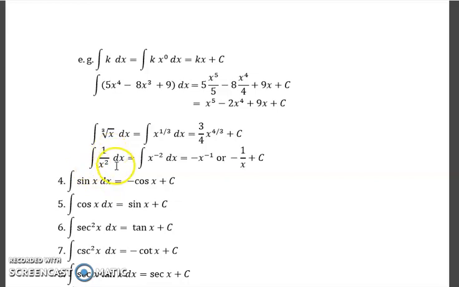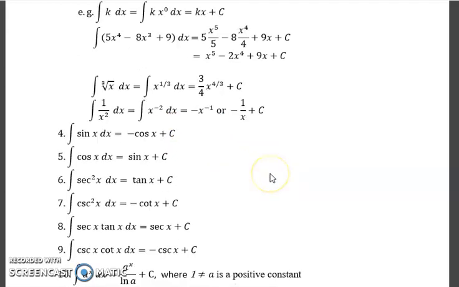The integral of 1 over x squared: you write this as a negative exponent, so you have x raised to negative 2. Applying the formula, the integral would be x raised to negative 1 over negative 1, or negative x raised to negative 1. When we simplify this, it would be negative 1 over x plus c.